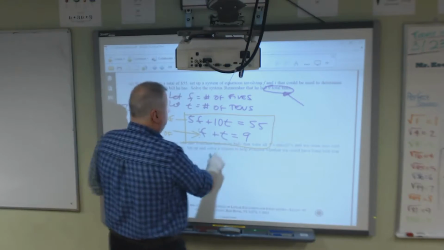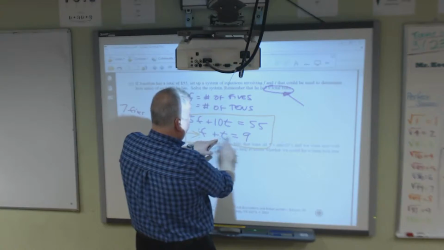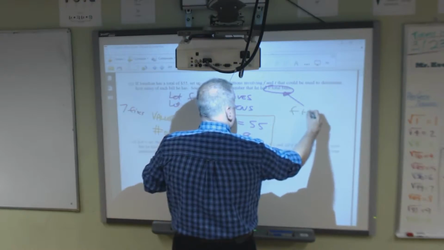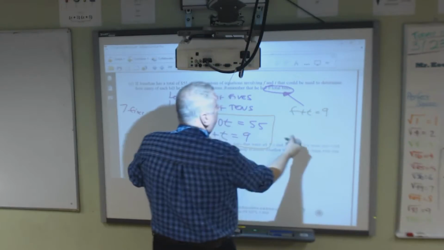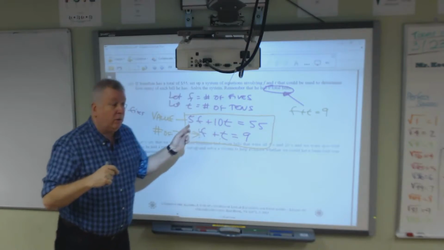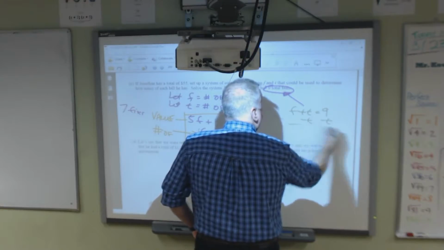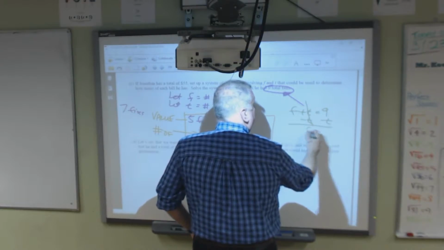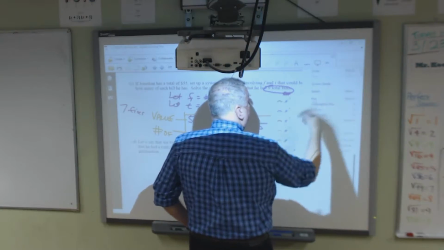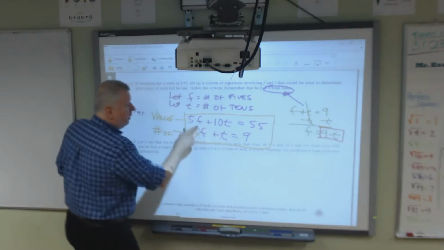What I would do is get the F by itself here. If I just say minus T on both sides, we have F plus T is equal to 9. You remember when we did substitution? If you have one of the variables by itself, you can plug that into the other one. So if I say minus T on both sides, these T's cancel out, and I get F is equal to 9 minus T. Then in the other equation, I can substitute the 9 minus T for the F.